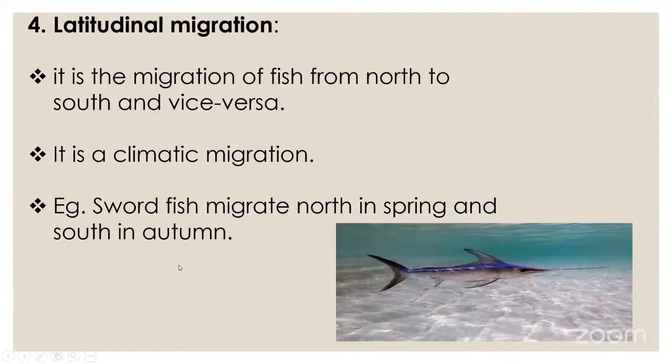Then we have latitudinal migration. It is the migration of fish from north to south and from south to north. So this is called latitudinal migration. From the north direction to the south direction they can go, or from south to north also. Any direction they can migrate. So why do they migrate in these directions? Because of the climatic conditions. It is a climatic migration. Example: swordfish migrate to the north in spring and south in autumn.